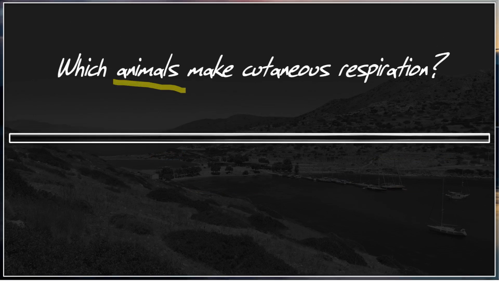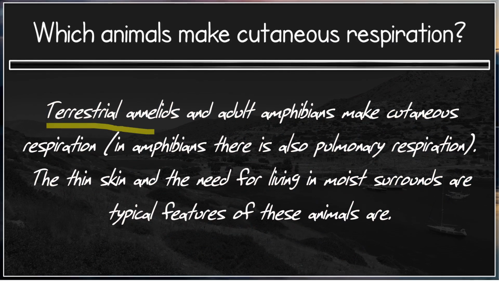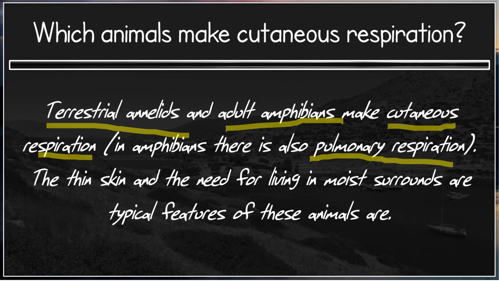Which animals make cutaneous respiration? Terrestrial annelids and adult amphibians make cutaneous respiration. In amphibians, there is also pulmonary respiration. The thin skin and the need for living in moist surroundings are typical features of these animals.